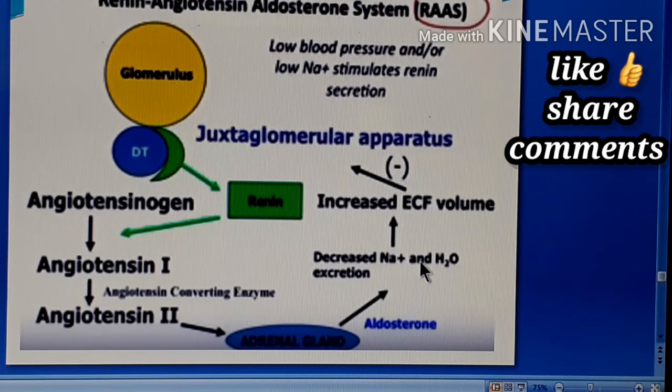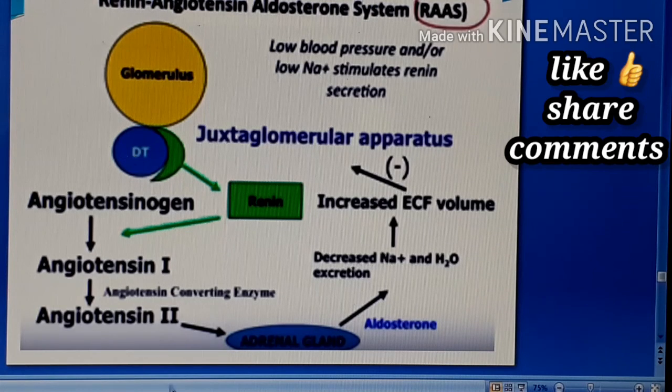Aldosterone also causes a reduction in the loss of water and sodium. So if the sodium and water loss is decreased, then there will be an increased concentration of sodium and water in the blood, in the fluid. This will cause an increase in ECF volume, and hence the blood volume will increase, and this will cause an increase in blood pressure, and also this will maintain the concentration of sodium. Then there will be no loss of sodium from the blood through the kidneys.